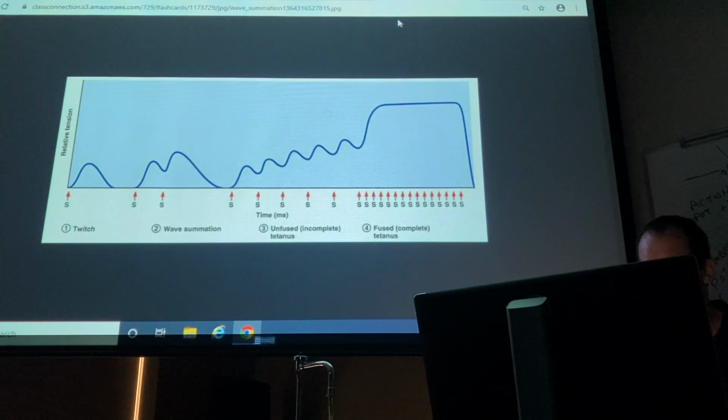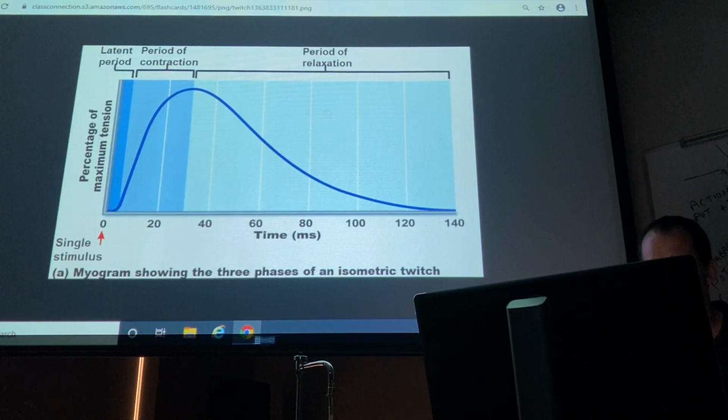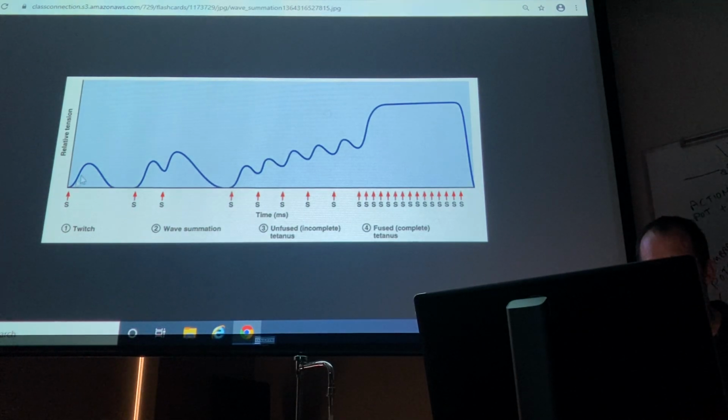And lastly, for real this time, here's a twitch. This is basically a small version of this. There's the twitch right there. Here's what happens if you twitch and relax and twitch again, and twitch again maybe. What you're getting is this process called wave summation. I don't want you to worry too much about the difference between wave summation and unfused tetany. Big deal. It's just that if you twitch halfway through the relaxation, your next twitch is going to be a little bit stronger.